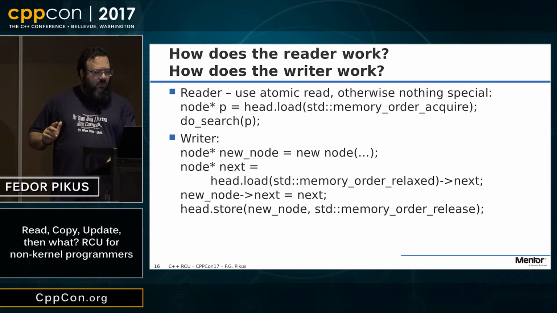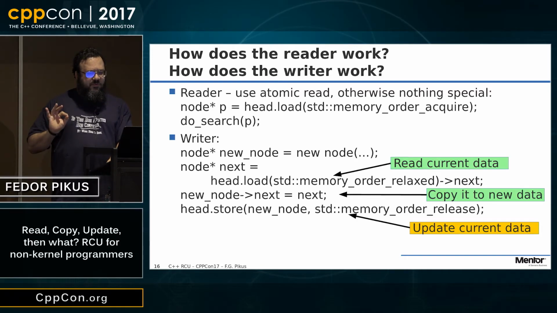Okay, so let's look at what's happening here, take it step by step. Well, the reader, there isn't really any steps. You just read the head and scan. On the writer, there are actually three separate actions. I can read the current data, what's there. I'm going to copy it to the new data, at least partially. I'm going to modify it. So I copied the next pointer and I modified the value. I may or may not have used the old value to compute the new value. And then I updated the current data. I updated the head pointer in this case.